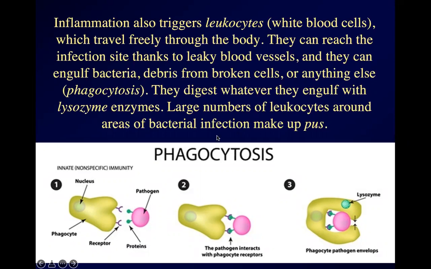And if you have very large numbers of leukocytes around an area of bacterial infection, if you have enough of them all together, they basically make up this creamy goo known as pus. Yeah, sorry, but pus is basically masses of leukocytes and broken down cells and broken bacteria and things like that.